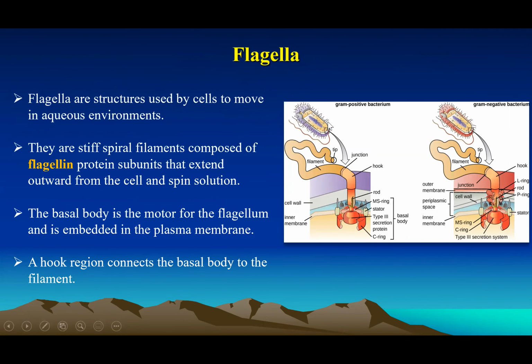Flagella is a structure that is used to move in an aqueous environment. It's a spiral filament composed of flagellin protein subunits that will extend outward from the cell, and it can also spin. It will have something called a basal body, which is like a motor for the flagellum and is embedded in the plasma membrane. And the hook region will connect the basal body to the filament.